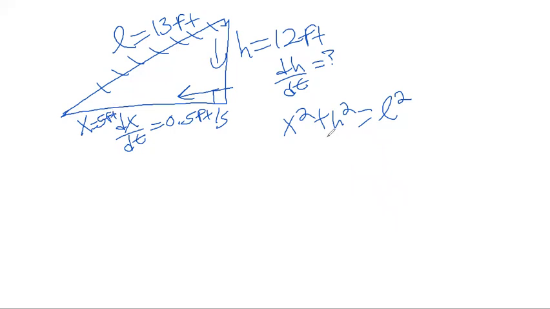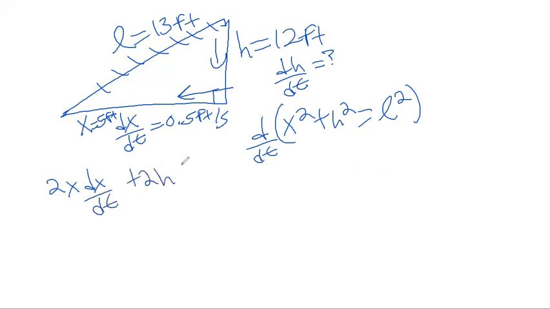We want to take the derivative with respect to t of both sides of the equation. The derivative of x squared is 2x, and then of course dx/dt. The derivative of h squared is 2h dh/dt. Now the last one, L squared, is the length of the ladder. The length of the ladder is not changing, it stays the same, it's constant. So we treat it as the derivative of a constant, and the derivative of any constant is always 0.